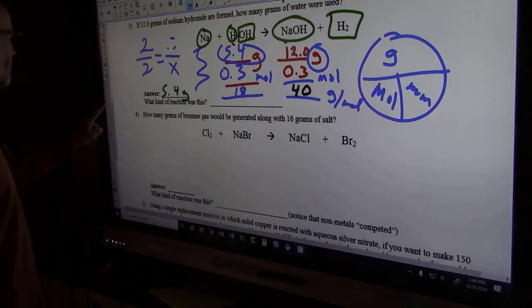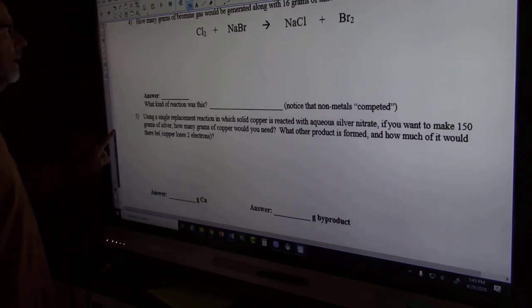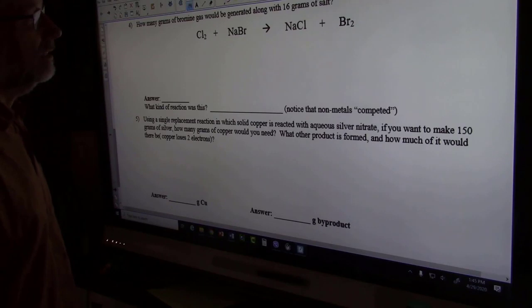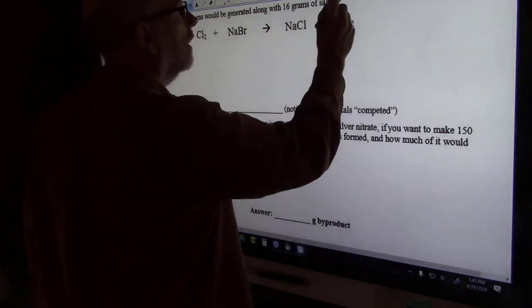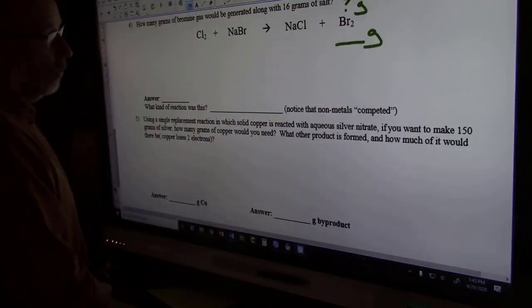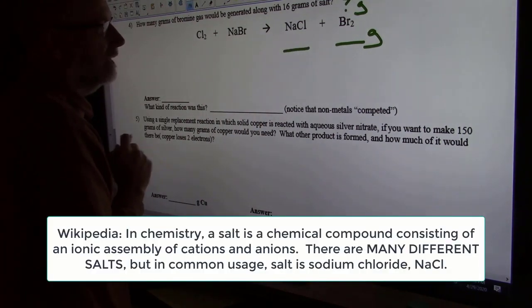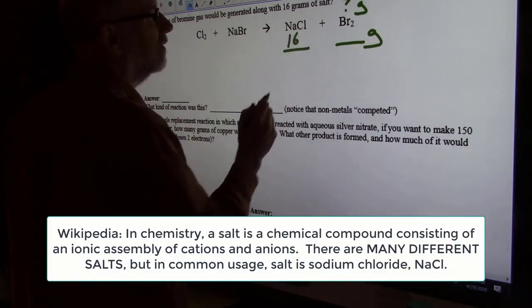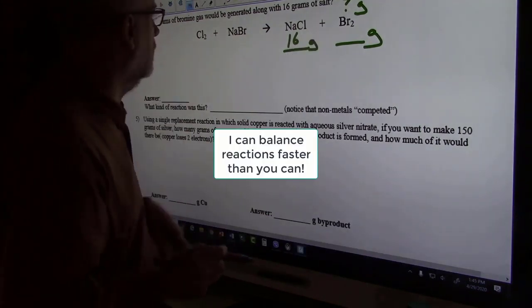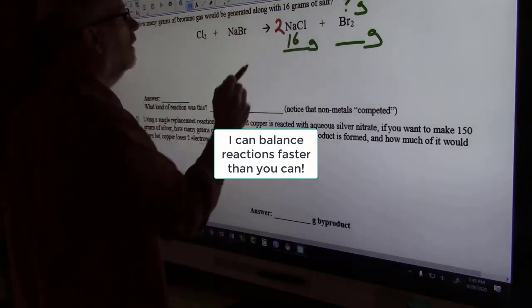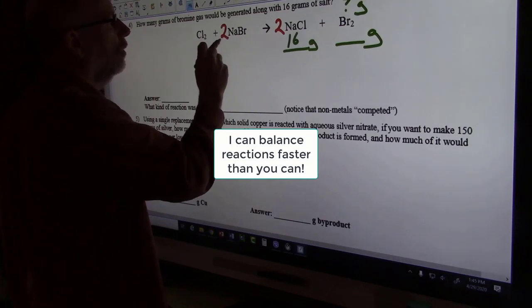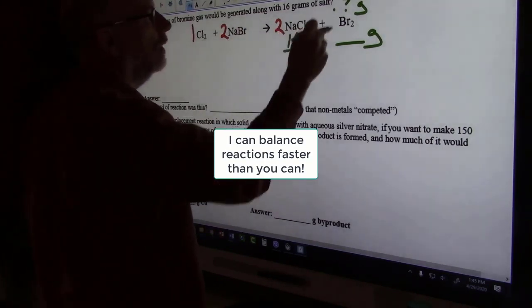Let's do number 4. How many grams of bromine gas would be generated along with 16 grams of salt? This is what I'm looking for right there. Generated along with 16 grams of salt. Salt is usually sodium chloride, NaCl. So we have 16 grams of salt. All right. Let me balance it. 2 Cls, 2 Cls, 1 Na, 2 Nas. Oh, I need a 2 here. 2 Brs, 2 Brs. It's good. We're at a 1 to 2 to 2 to 1 mole ratio.